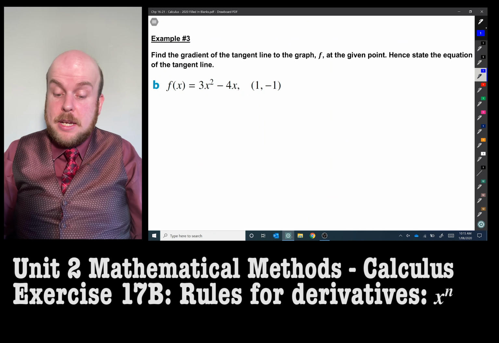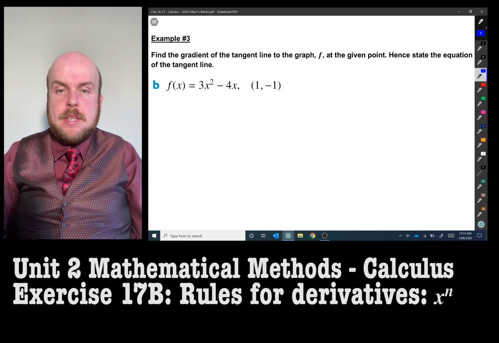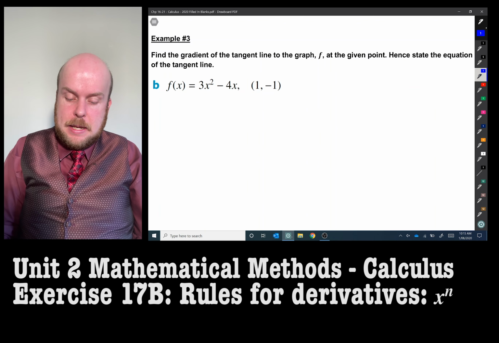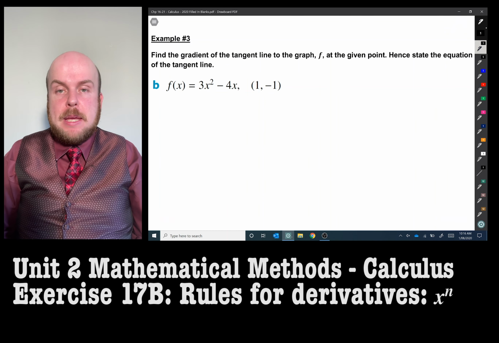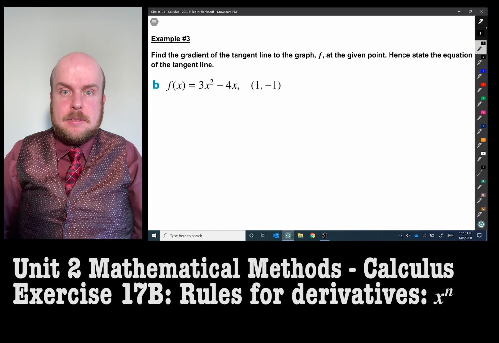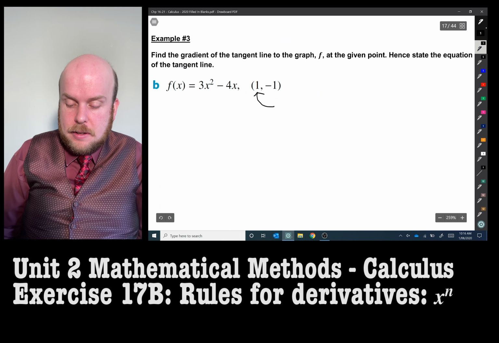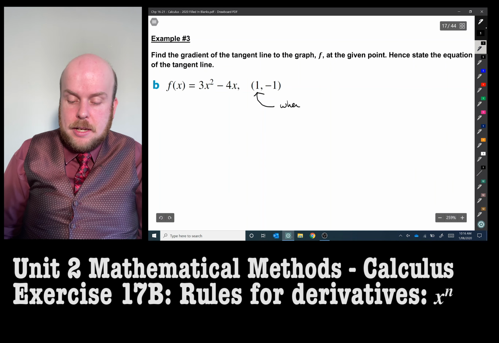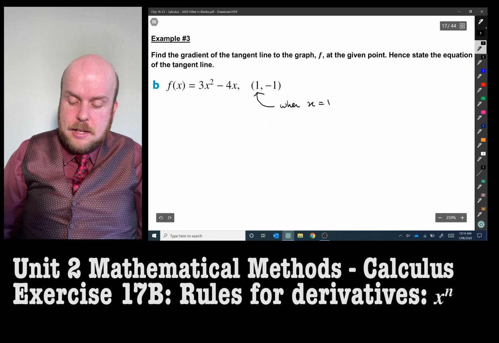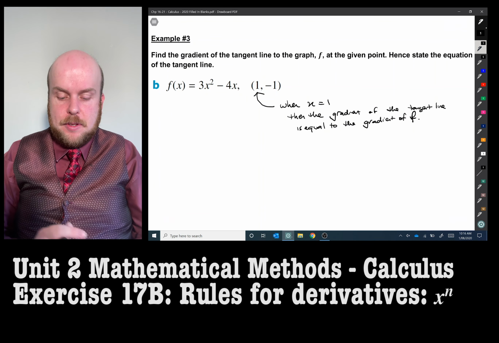Example 3. Find the gradient of the tangent line to the graph of f at the given point. Hence state the equation of the tangent line. So we've been given an equation of f. We've been given the coordinates at which the tangent line hits the graph. As a reminder from previous, when x equals 1, if this is a tangent line, then the gradient of the tangent line is equal to the gradient of f, or the original function.